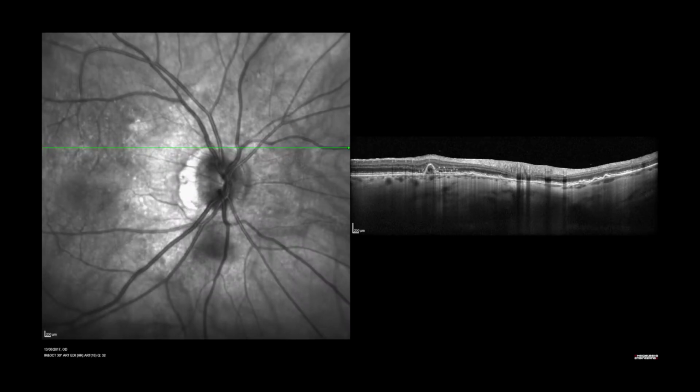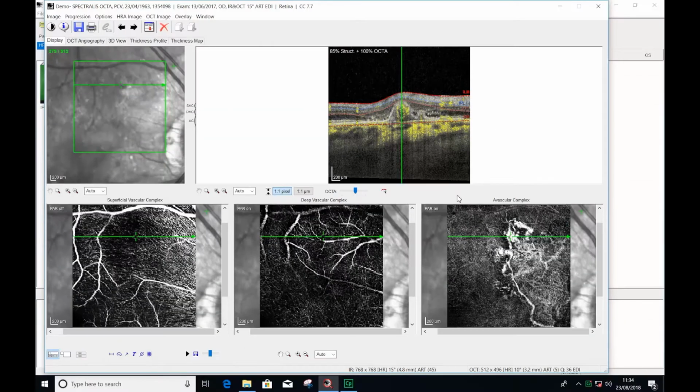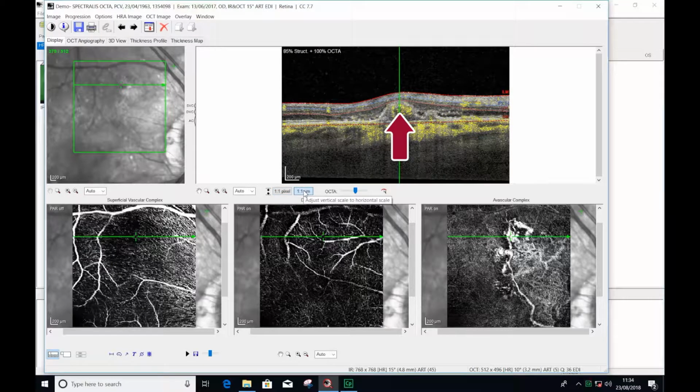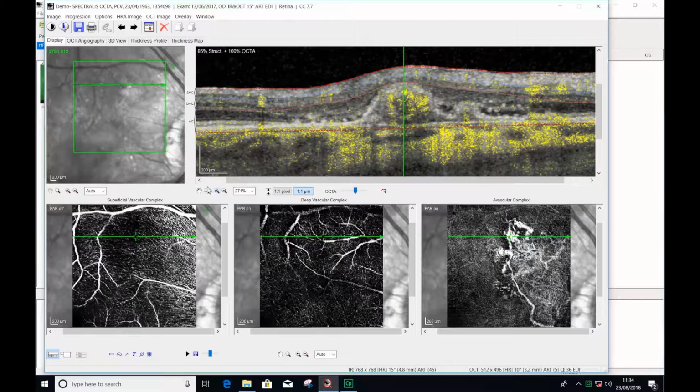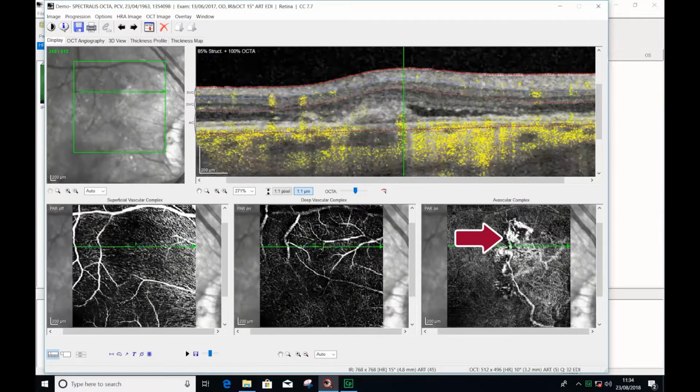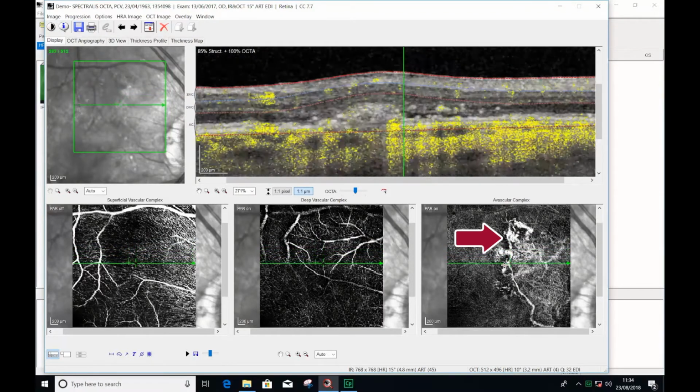The OCT shows again steep peaked elevation of the retinal pigment epithelium with a hyperreflective circular structure within the pigment epithelial detachment. The display tab again shows elevation of the RPE on the OCT B scan with flow within the elevated RPE. This correlates to the vascular lesions that can be seen in the avascular complex.